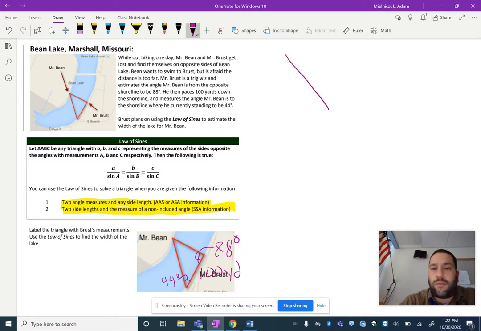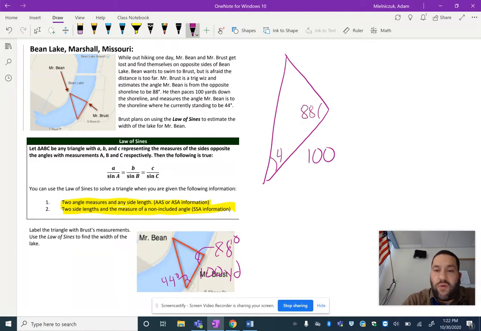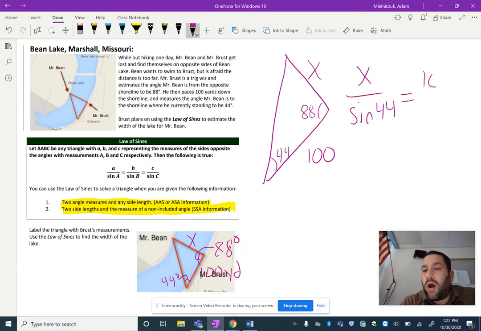So let's look at what we have. We have a triangle with the following information. We know this is 100. We know this is 88. We know this is 44. And we're looking for the width across, which is x. So let's think about what we can set up. We know that we can have x over the sine of 44, basically saying the side over the sine of its angle opposite it, is equal to 100 over the sine of, at first I wanted to say 88, but it's not, because the angle that is opposite 100 is the one we don't know.